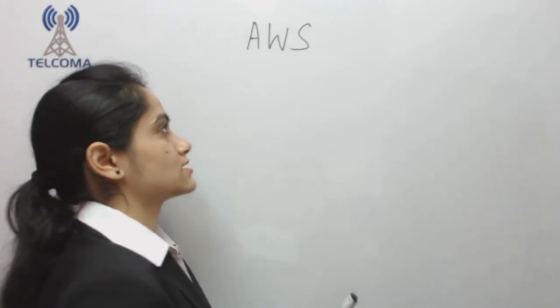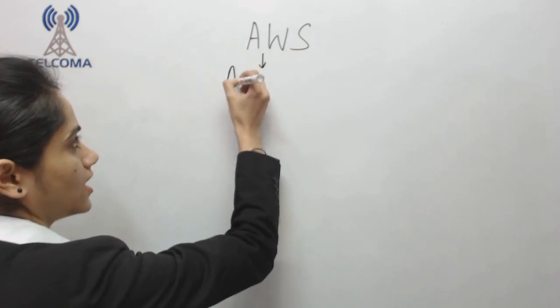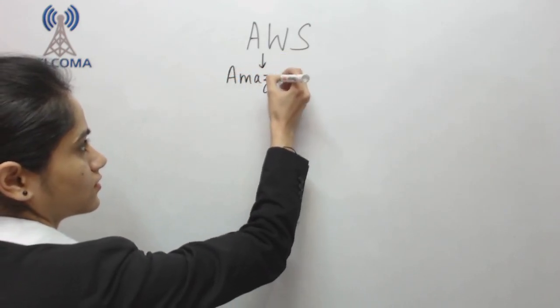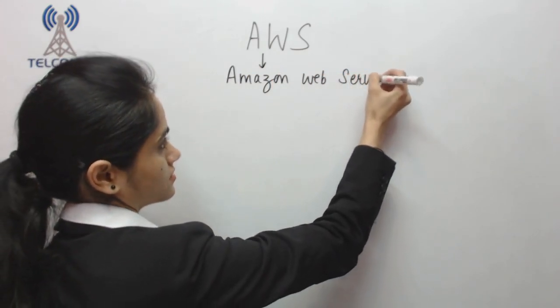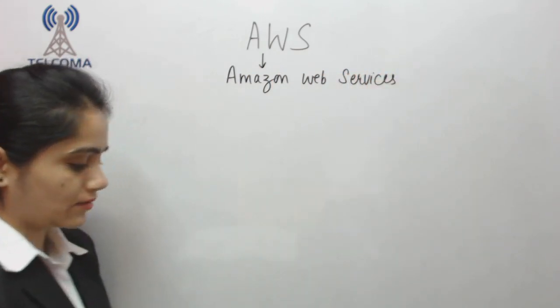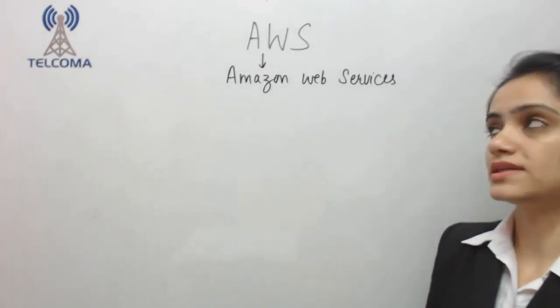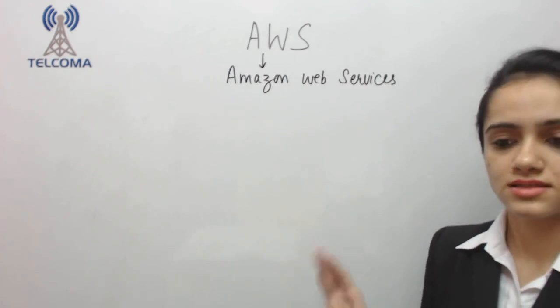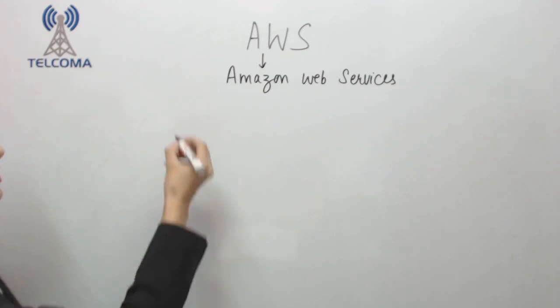So AWS is Amazon Web Services. Now, in this class we are going to discuss what AWS is. That means what these services are. Basically, these are cloud service providers.